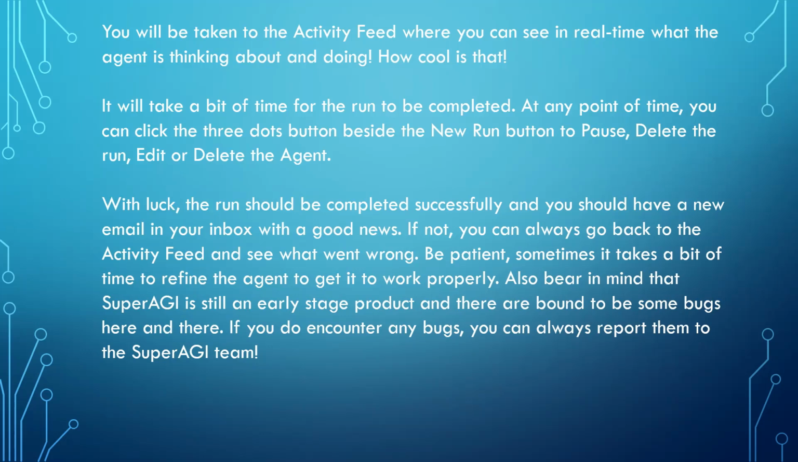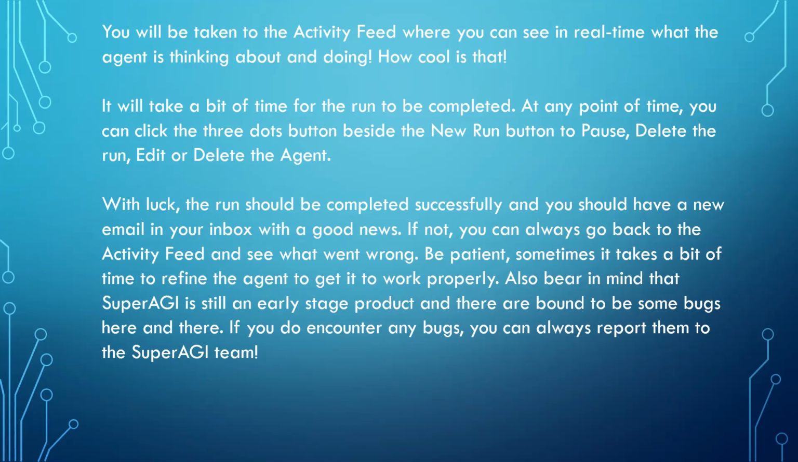It will take a bit of time for the run to be completed. At any point of time, you can click the three dots button beside the New Run button to pause or delete the run, or edit or delete the agent. With luck, the run should be completed successfully, and you should have a new email in your inbox with the good news. If not, you can always go back to the activity feed and see what went wrong.